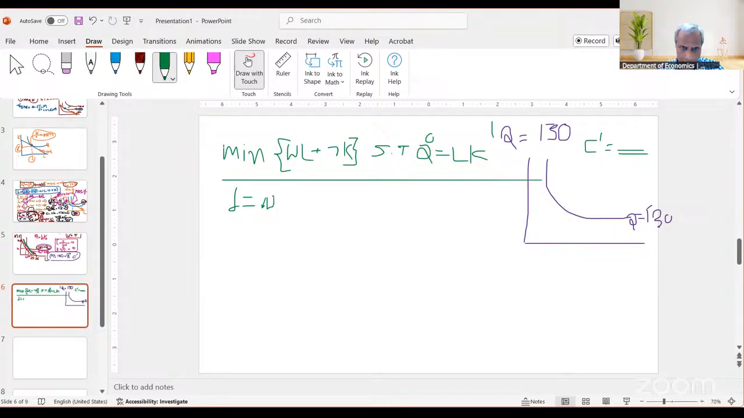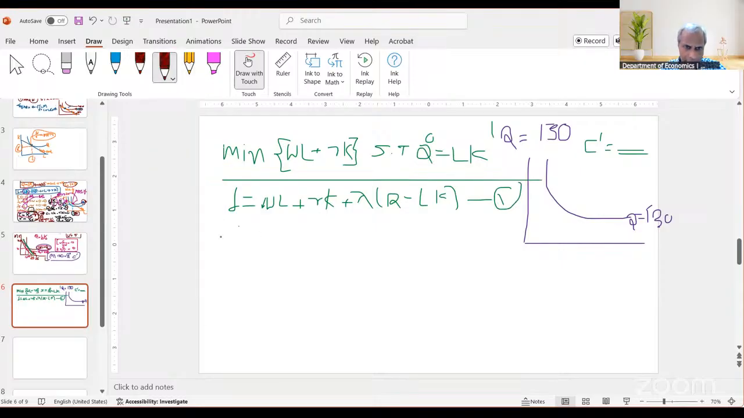plus RK, plus lambda times (130 minus LK). So the constraint we add and write as a new equation is called the Lagrangian equation. Now we get that, there is a single equation, then we can do the usual optimization.